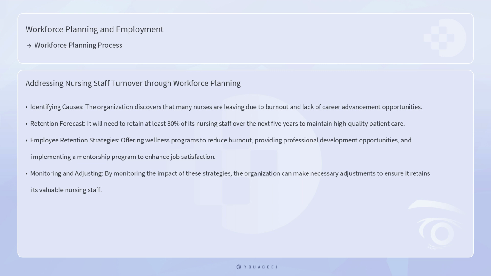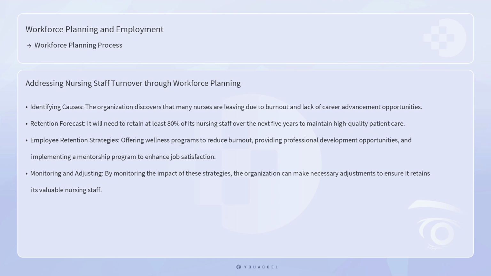In another example, a healthcare organization facing a high turnover rate among its nursing staff might use workforce planning to address this issue. By analyzing the current workforce, the organization discovers that many nurses are leaving due to burnout and lack of career advancement opportunities. The organization forecasts that it will need to retain at least 80% of its nursing staff over the next 5 years to maintain high-quality patient care.